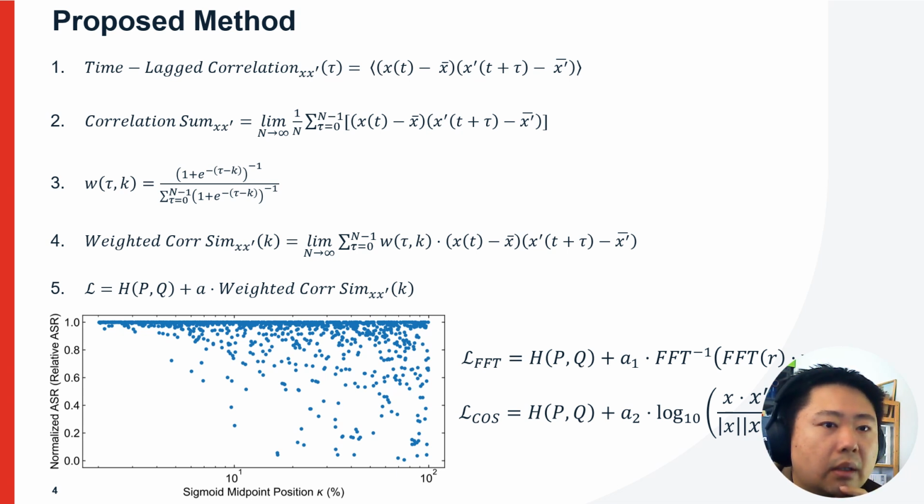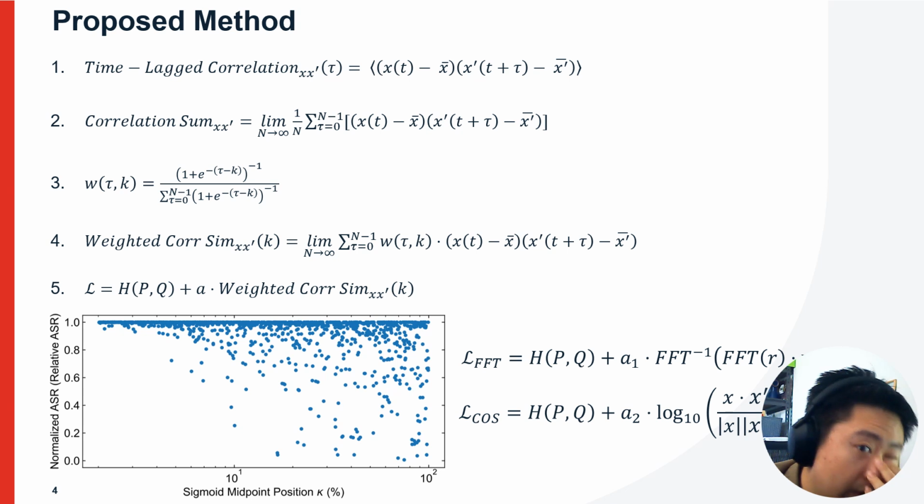And now we can make the assumption, we can make a sum, and if it's continuous, it's the integration to get the correlations. And now we can look at equation 3. In equation 3, we can see the parameter k, referred to as a midpoint, is a crucial value at which the sigmoid function reaches the value of 0.5.